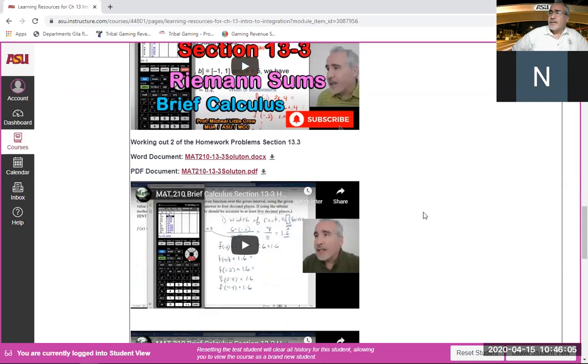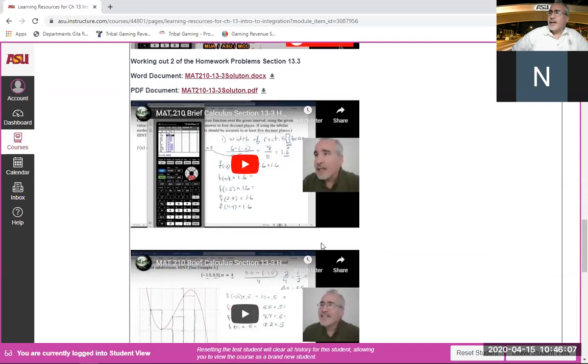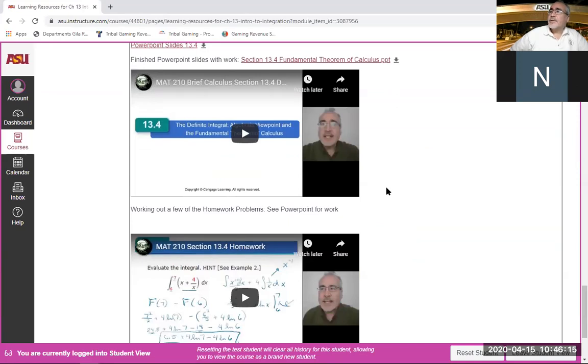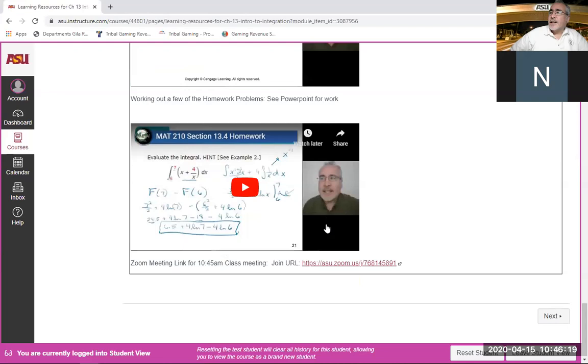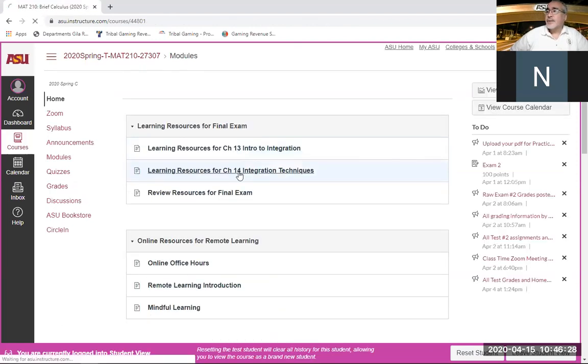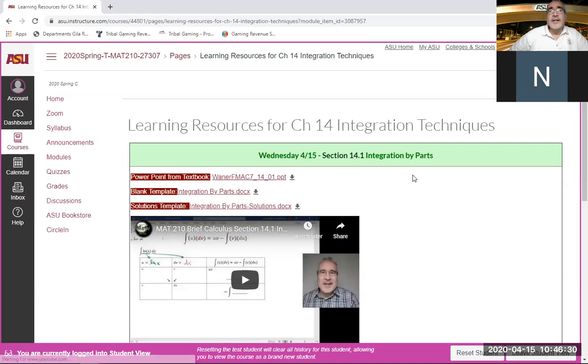13.3. We've got a lecture and again some problems. I worked two of the four problem types, so we went through some of those. And then what I've got posted from yesterday is the indefinite integral 13.4. This morning I posted, we're starting into chapter 14 on integration techniques.